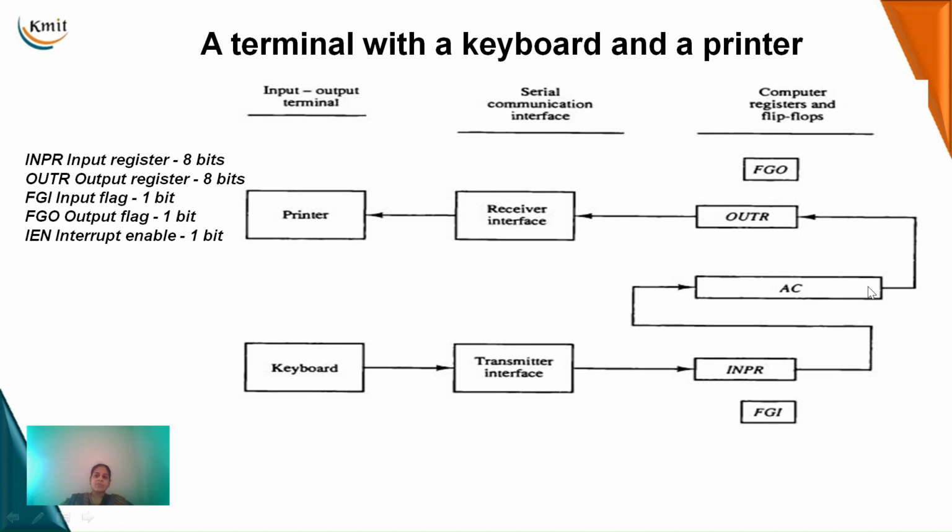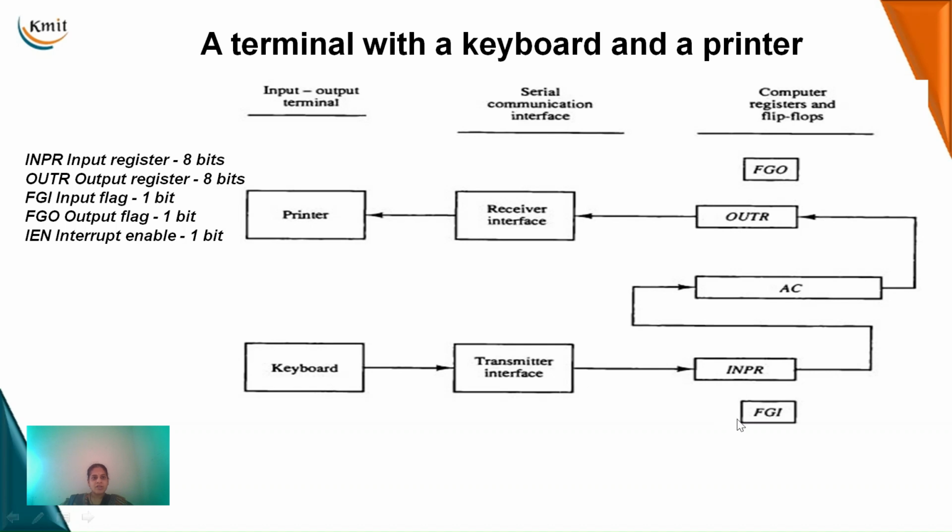Similarly, when information from the computer has to be given as an output, the information available in the accumulator register, which stores a particular information, is given 8 bits at a time as input to the output register and stored in the output register. Through a receiver interface, the 8 bits of information are given as an output through an output device such as a printer. So this is how the information is transmitted and received by input and output devices.